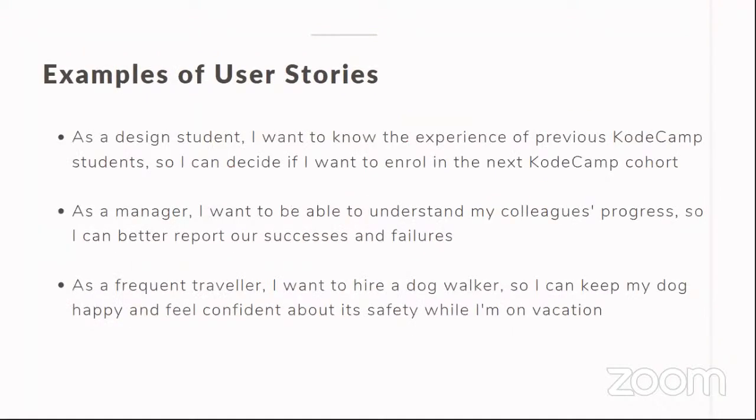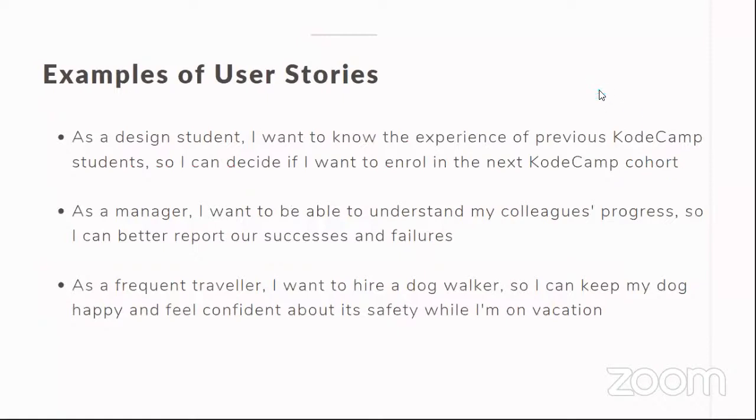So, I said we'll be using KodeCamp's website as an example throughout the project. So that's our first example. As a design student, I want to know the experience of previous KodeCamp students so I can decide if I want to enroll in the next KodeCamp cohort. This is a user story. It's one sentence, and it's telling us the persona. Persona is a design student. Their action is they want to know the experience of previous KodeCamp students. Why? What would they gain from it? It will help them to decide if they want to enroll in the next KodeCamp cohort.